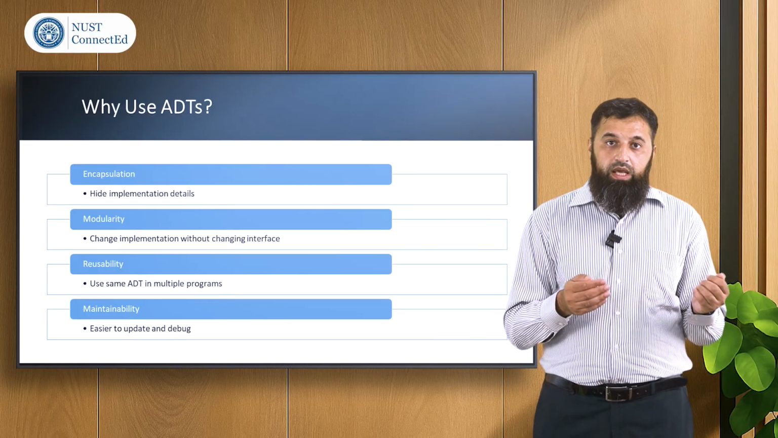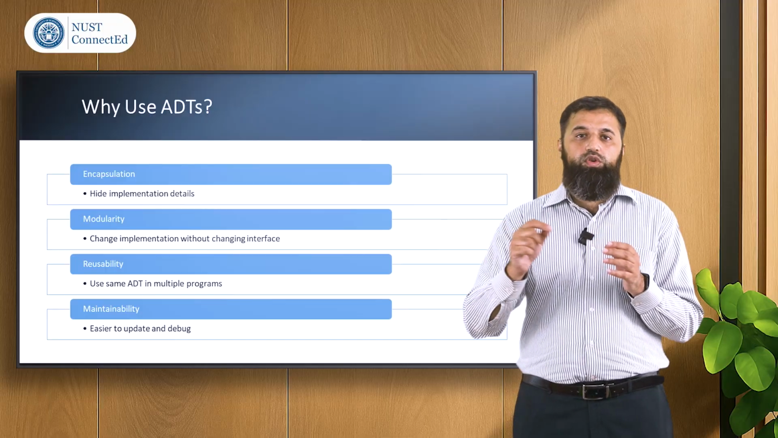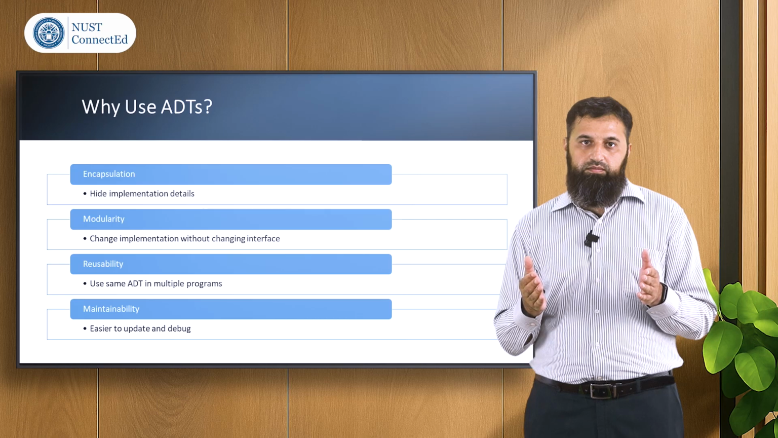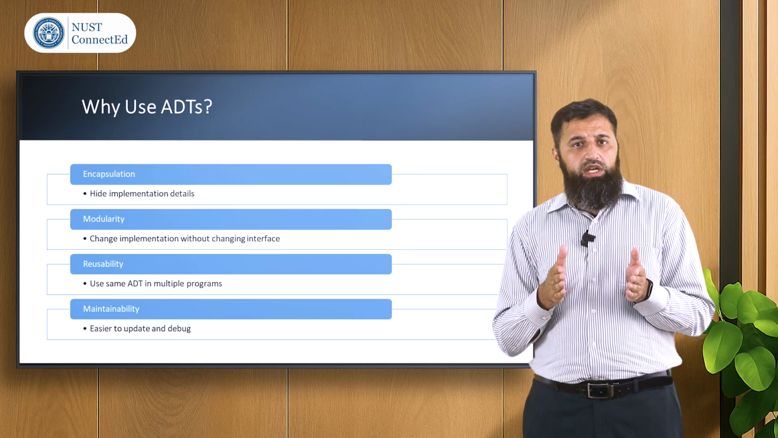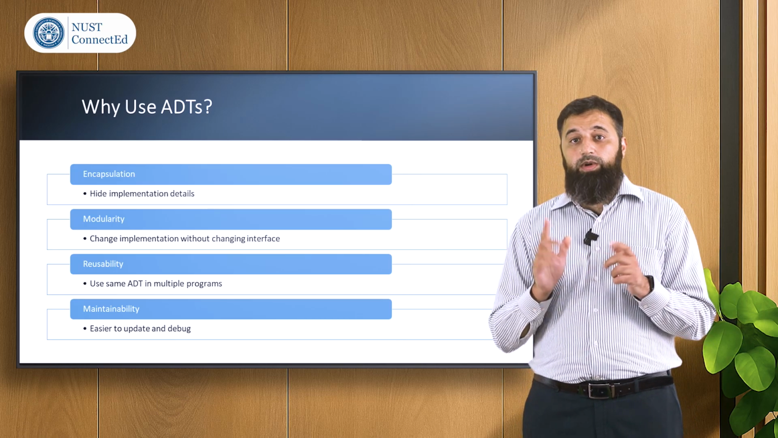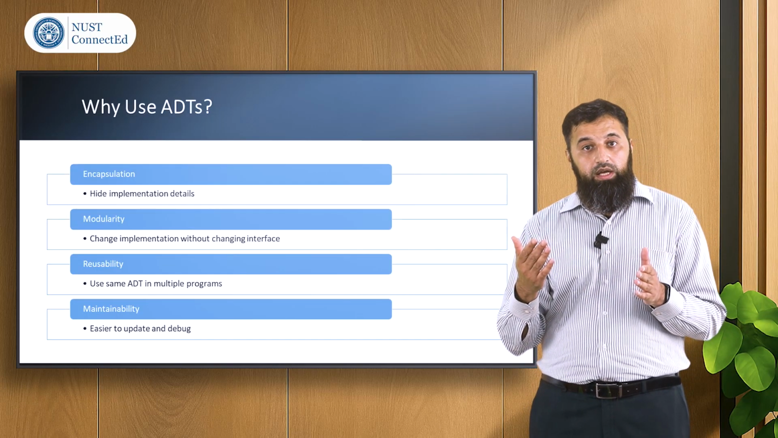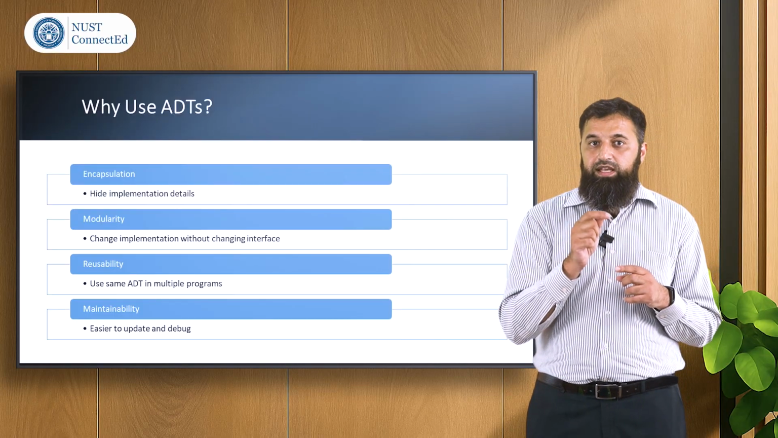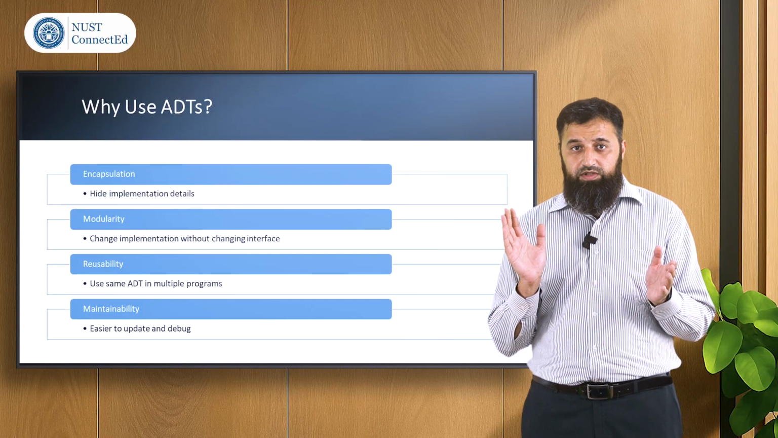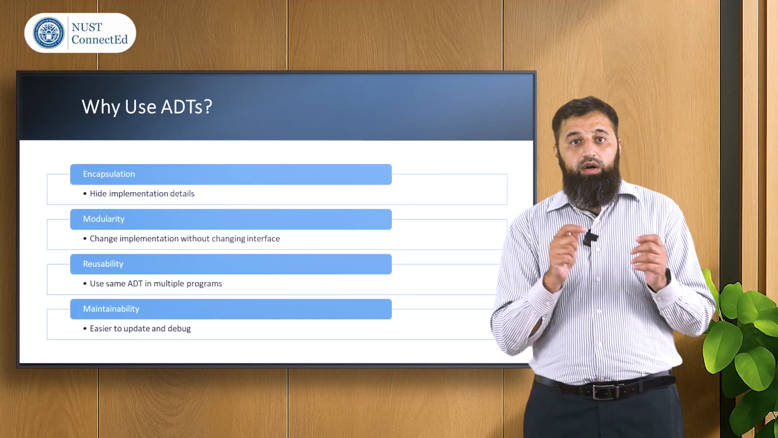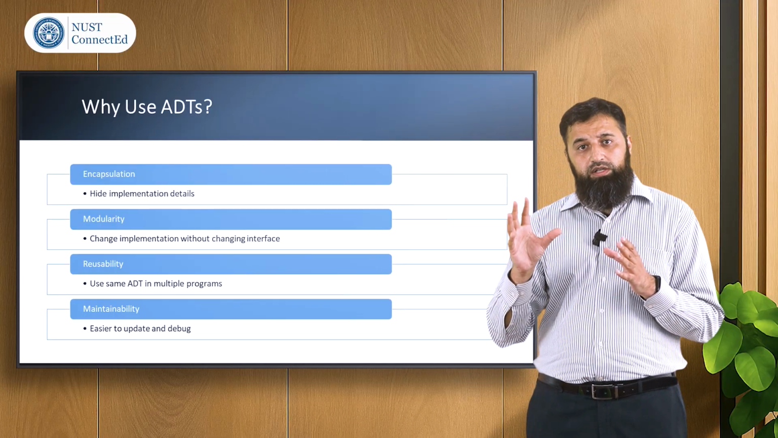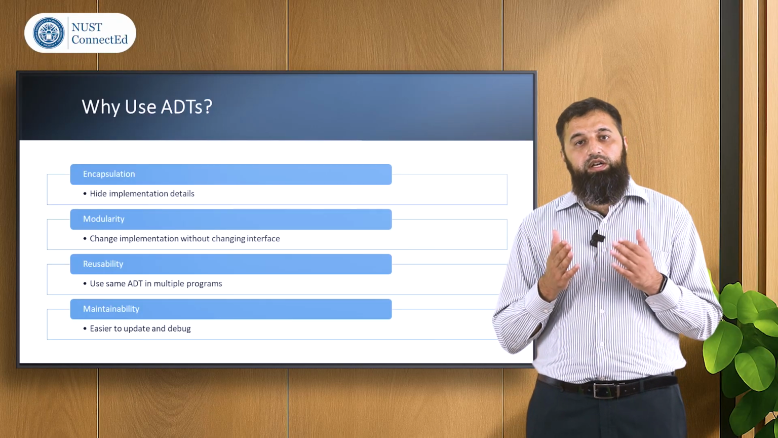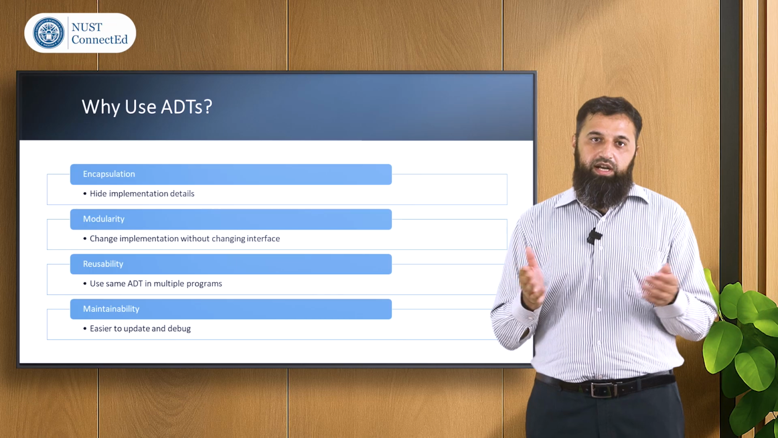They are safer. The interface prevents improper use of the data. The user can only do what's allowed. They are flexible. You can change the internal details of the implementation, optimize it, improve it, debug it without affecting the code that uses it. This is especially important in large programs where multiple developers or teams are working on different parts of the code base. ADTs help manage that complexity and reduce the chances of bugs or misunderstandings.